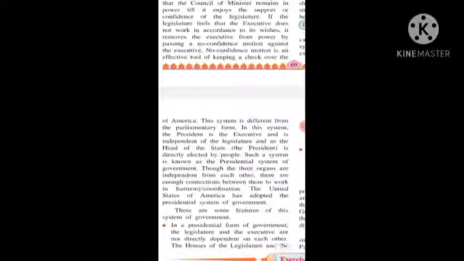So in this system, the president is directly elected by the people. Such a system is known as the presidential system of government. Though the three organs are independent from each other, there are enough connections between them to work in harmony and coordination. The United States of America has adopted the presidential system of government. Now in the next video, we will discuss the presidential system in brief. Thank you.